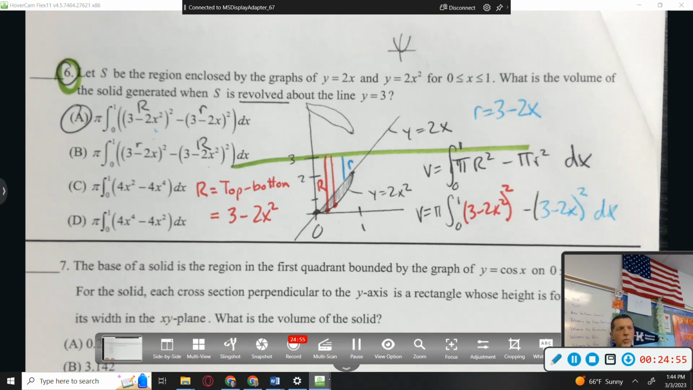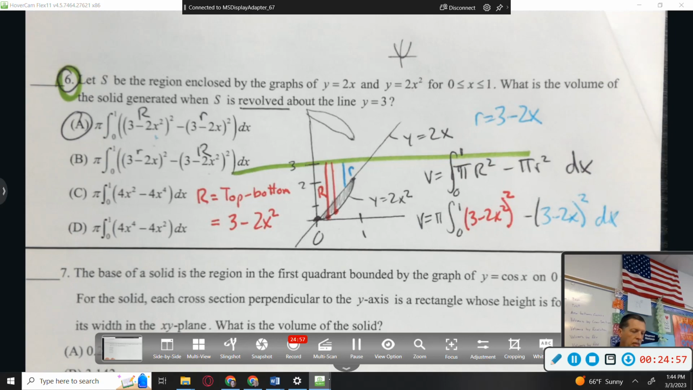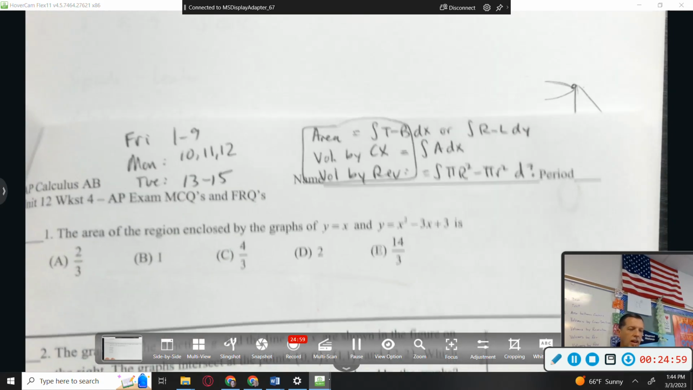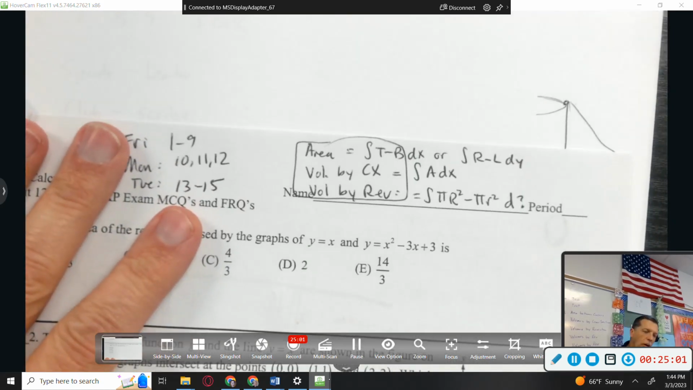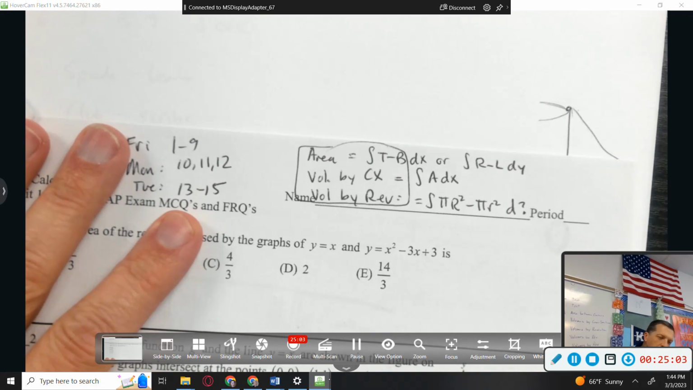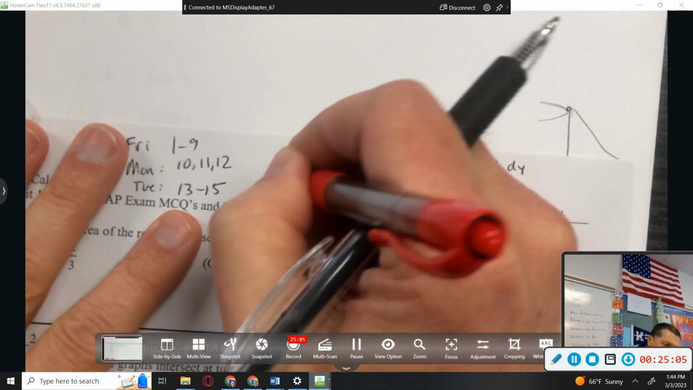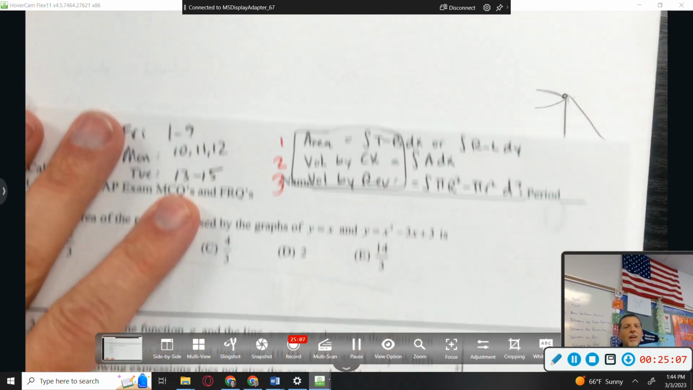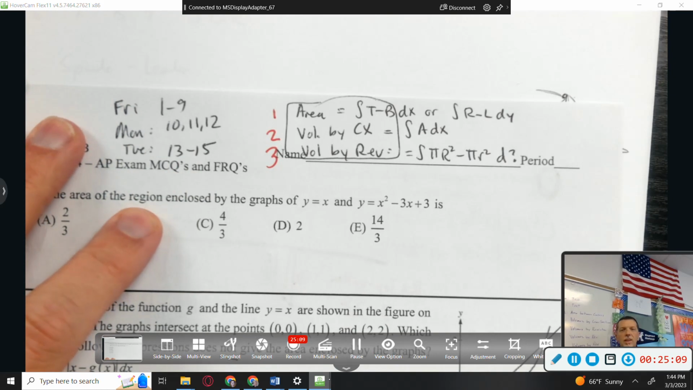All right, it's still a ways until test day. How are you feeling in regards to topics 1, 2, and 3, if you want to phrase them that way? Area, volume by cross sections, volume by revolution. Any of those better or worse than the others?